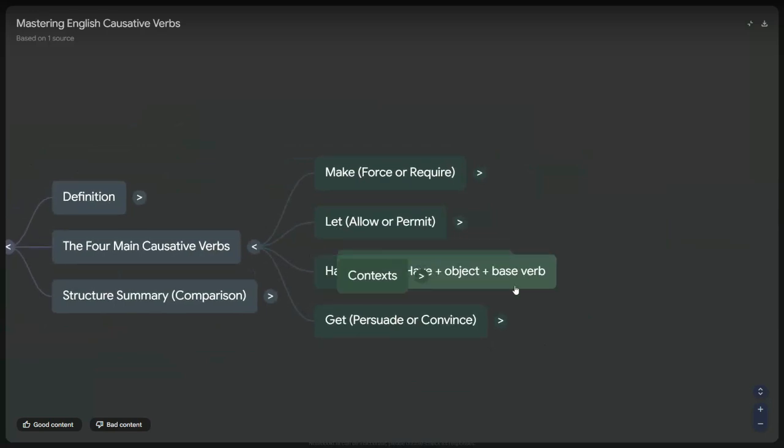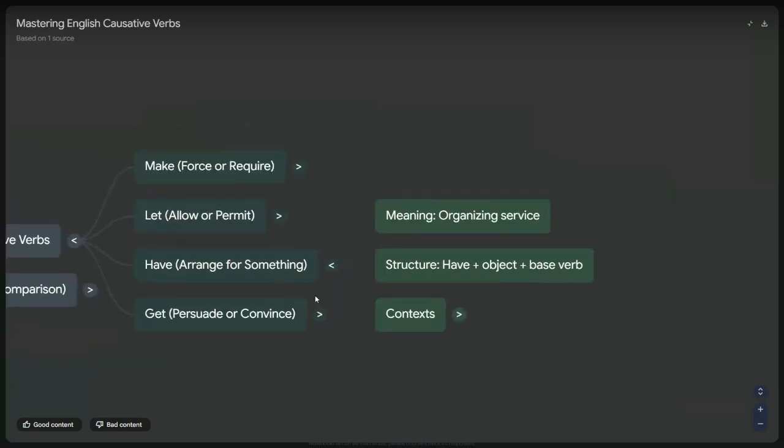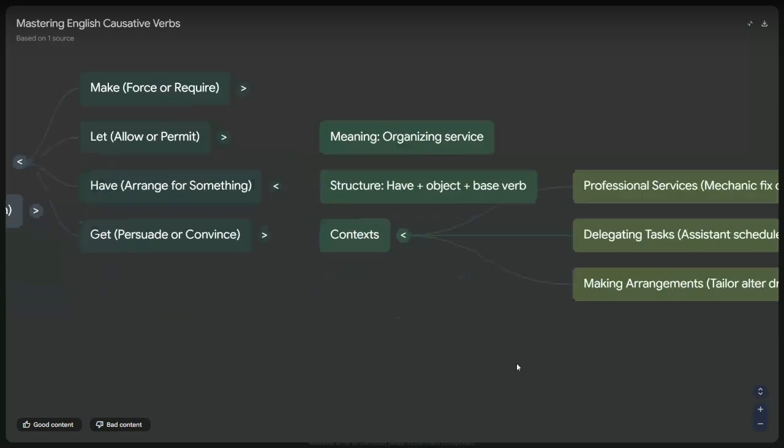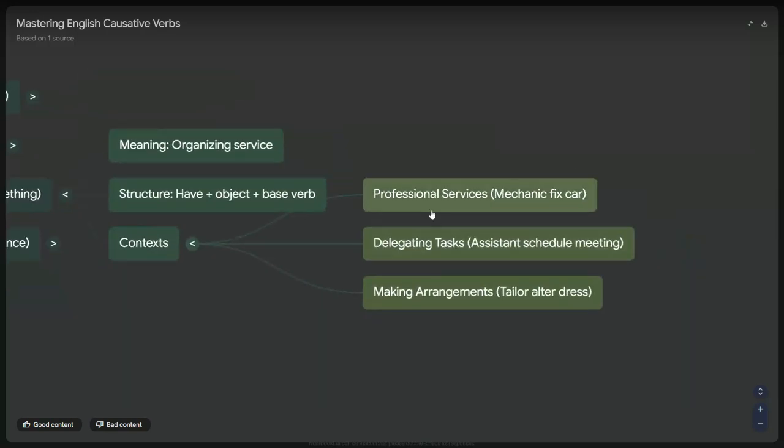Third one is have. For have, I have given the examples in the chat box. The meaning is organizing or giving an organizing service, or you can say arranging. The structure is have, object, base verb. What can be the context? Context can be professional service, like a mechanic fixing your car, a plumber fixing your pipes, a serviceman doing service of your AC.